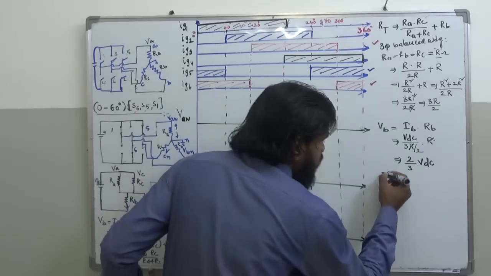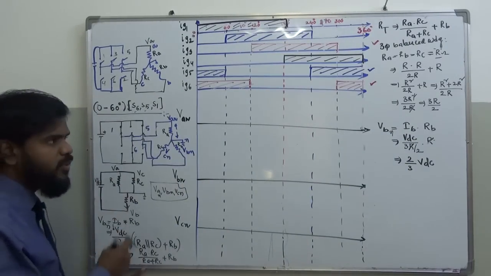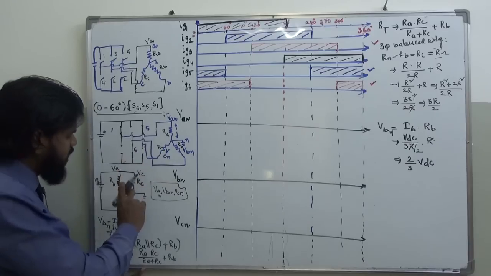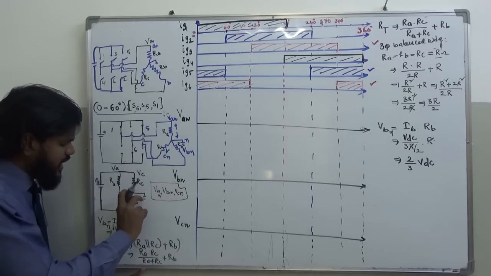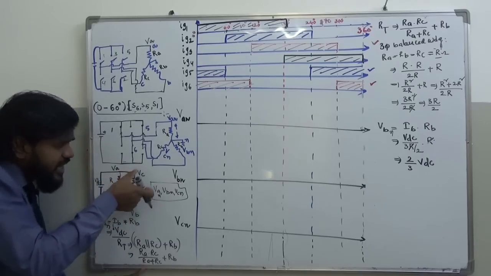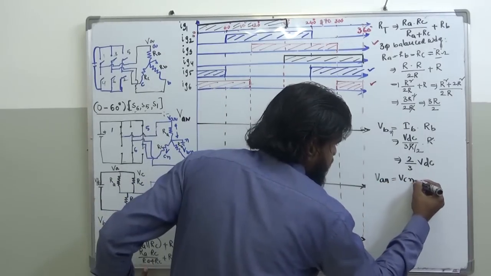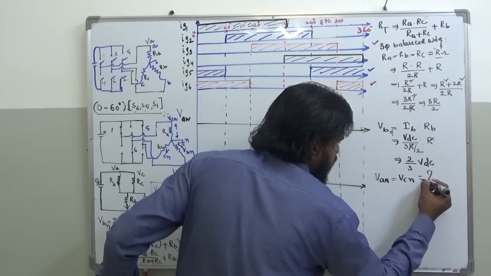So now this is about VBN, right? VBN or VB, whatever it is. This voltage I am calculating now. Okay. So now what about VAN and VCN? VAN and VCN will be equal. That's a known thing, right? VAN and VCN will be equal. But what is it, my dear?